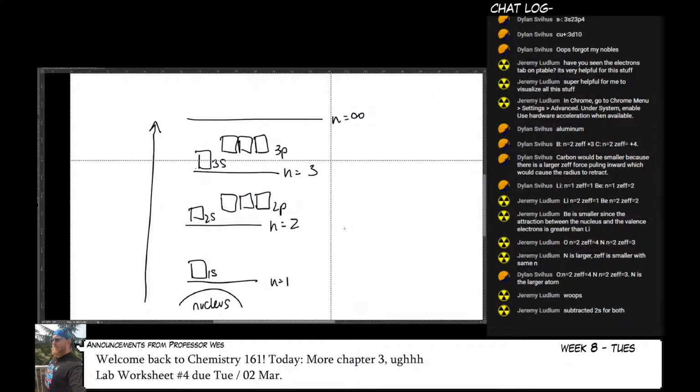So we're going to hit clear. And we're going to work with period 2. So I'm going to look at beryllium and boron. So here's beryllium. And then I'm going to add in another electron for boron. Boop, there it is.